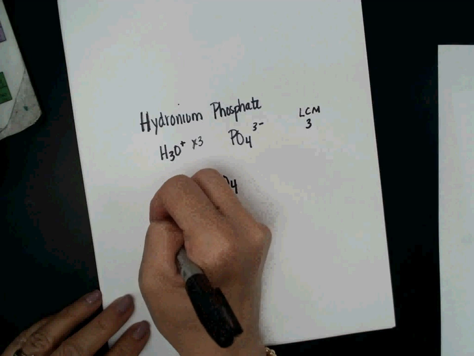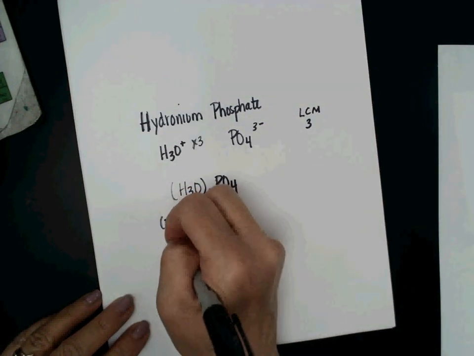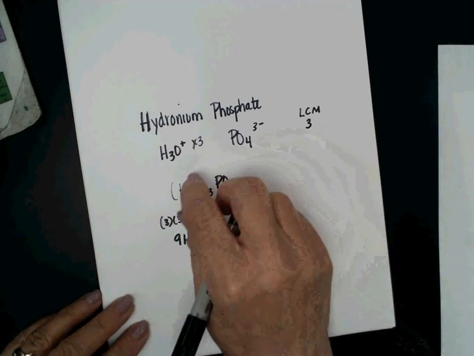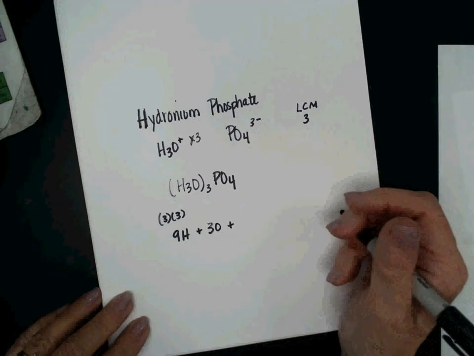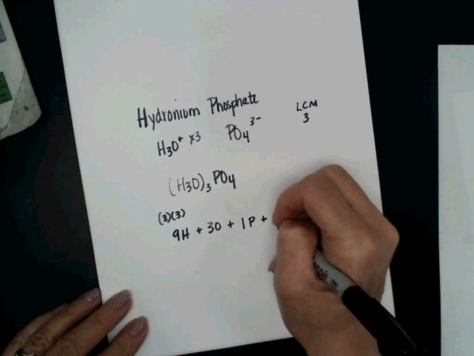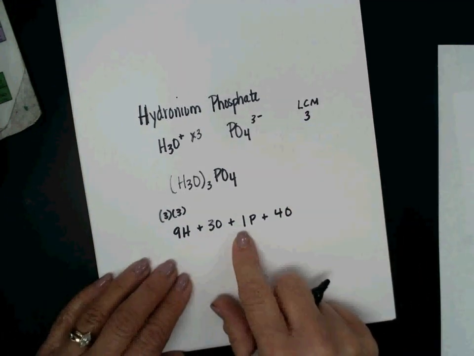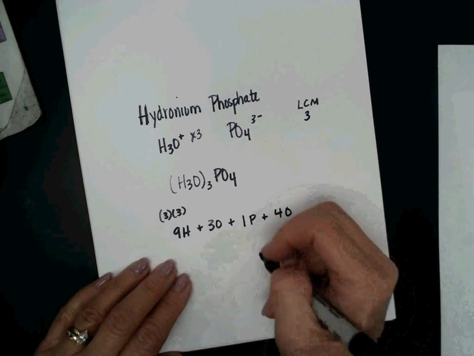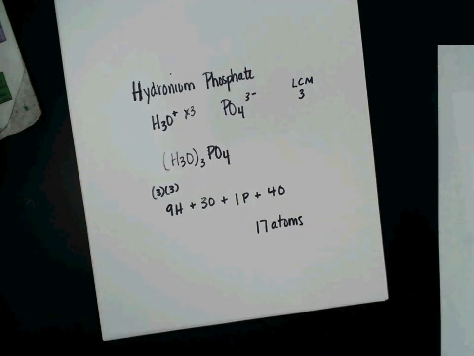So let's look at this. My H is 3 times 3. We got 3 of these. I got a 3 outside, so I've got 9 hydrogen. Plus 1 times 3 for oxygen. I've got 3 oxygen. Plus, how many phosphorus do I have? 1. Good. 1 phosphorus. Plus, how many oxygen? 4 oxygen. So I've got 9 plus 3, which is 12. 13 plus 4 is 17 atoms. I heard that from most of you as I was listening. So we should be good on that.